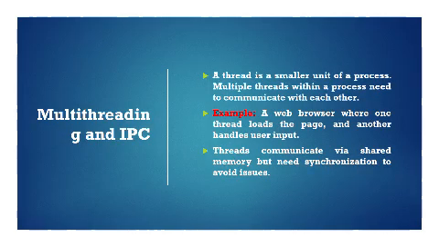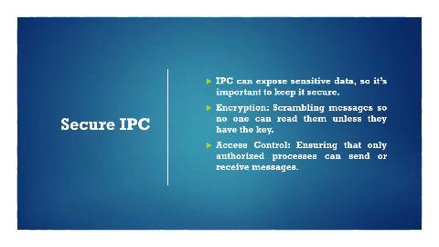Multi-threading and IPC. A thread is a smaller unit of a process. Multiple threads within a process need to communicate with each other. Example, a web browser where one thread loads the page and another handles user input. Threads communicate via shared memory but need synchronization to avoid issues. Secure IPC.